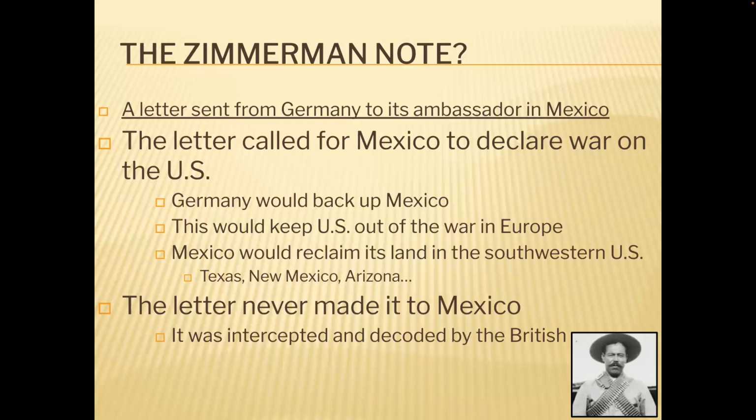And Mexico wasn't having it. So there's a lot of tension there between Mexico and the United States that you'll learn more about in American history. So with that, Germany sends this telegram, this deciphered code, across these telegraph cables to Mexico to provoke them into attacking the United States.